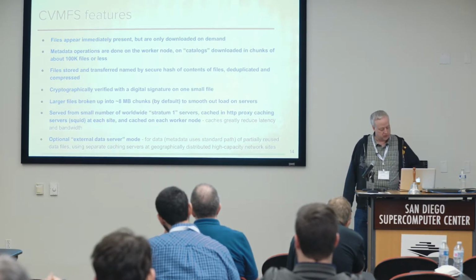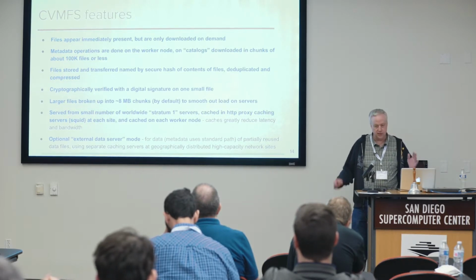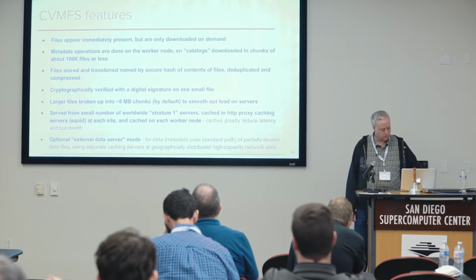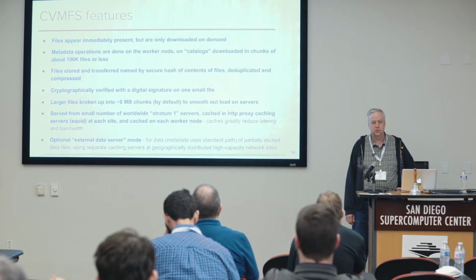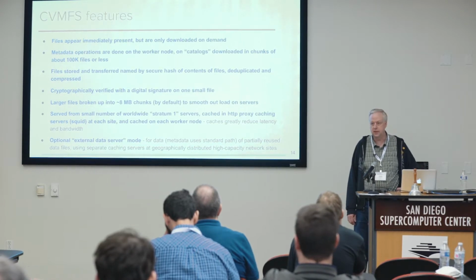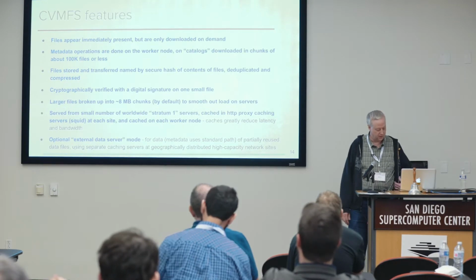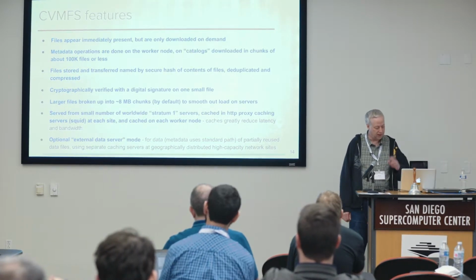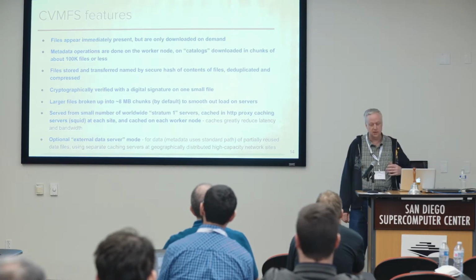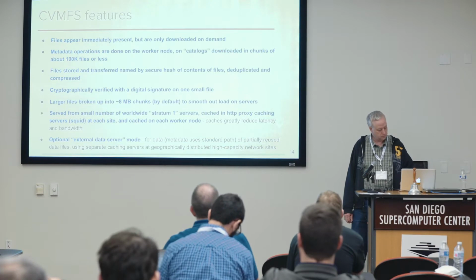I talked about the Stratum 1 servers. It's also cached at each site with HTTP proxy caching, which is the Squid open source project. And it's cached on each worker node. It's typically expected there to be a local disk. In our cases, we always have one. I know that's not always the case on HPC. But all that caching greatly reduces the latency and the bandwidth used for transferring.